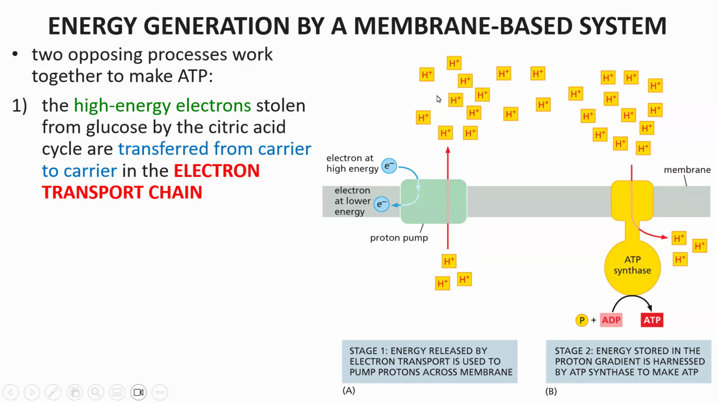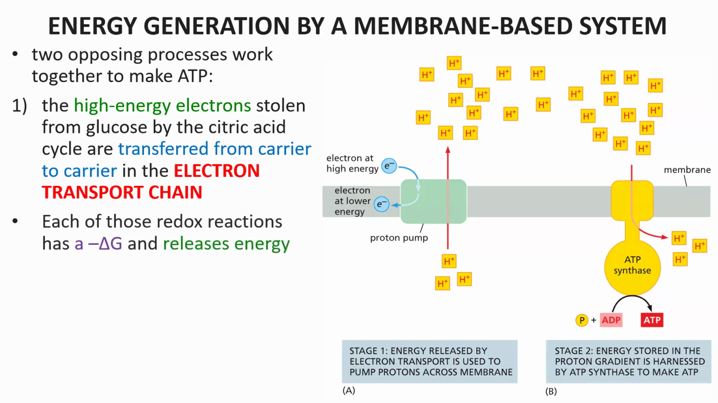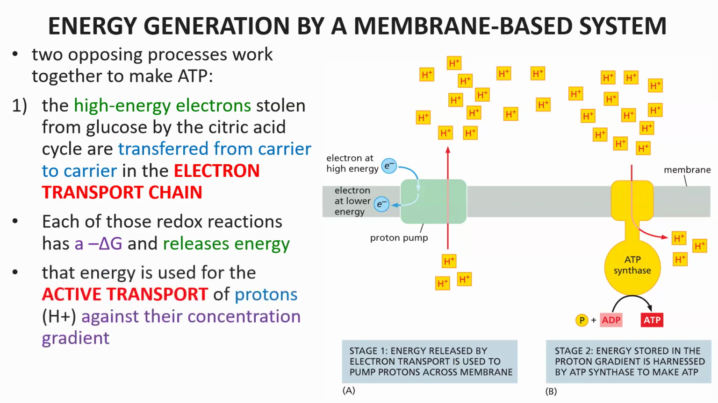That's active transport. Each one of those redox reactions that allows these electrons to be passed from carrier to carrier of the ETC, all of those reactions are spontaneous. They have a negative delta G. They're releasing energy, and some of that energy is used to pump these protons against their concentration gradient. The rest of that energy, of course, is released as heat to bribe the universe.